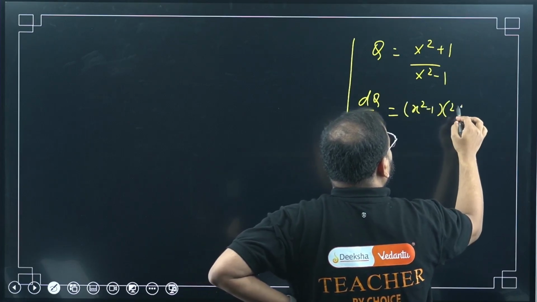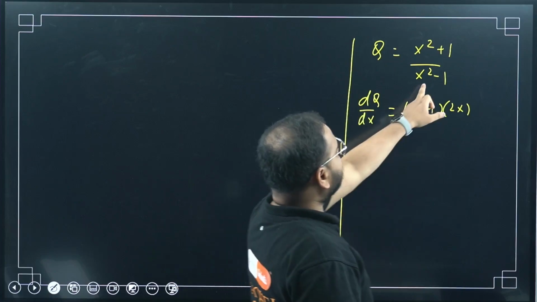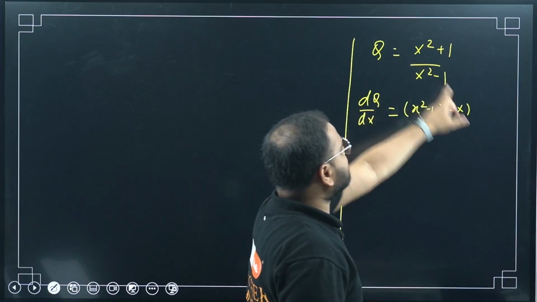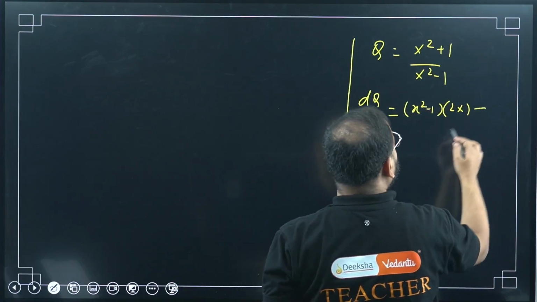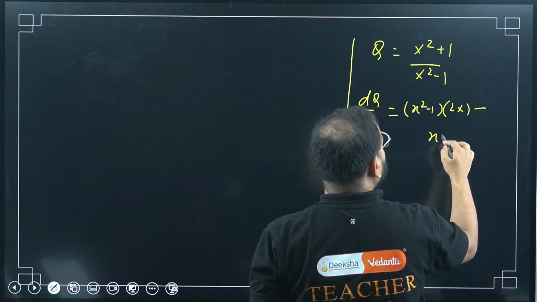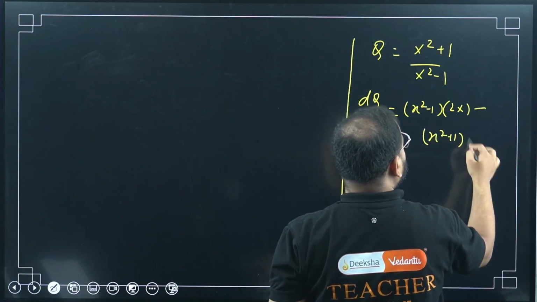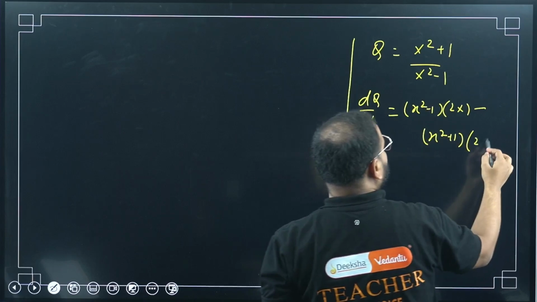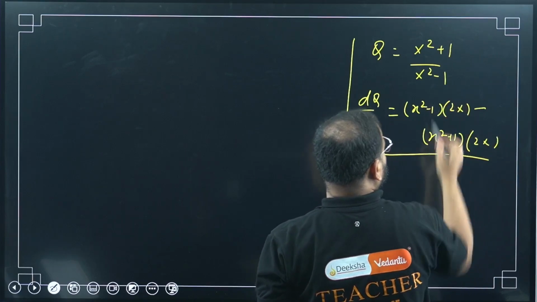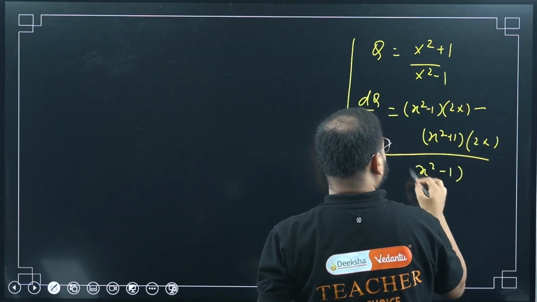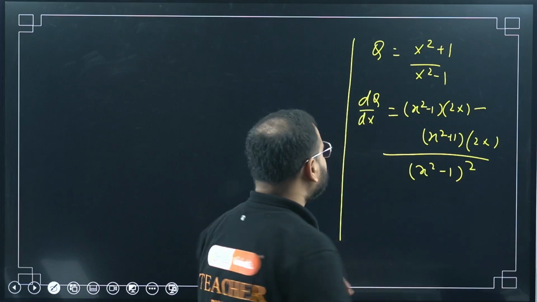For this I'll get what? 2x. Correct? For this I'll keep as it is x square minus 1. For this I'll get 2x. Now minus sign will come. What is it going to be? I'll keep x square plus 1 as it is. I'll get this as x square minus 1 will again be 2x only. Divided by denominator the whole square. Right? Please check the differentiation now.